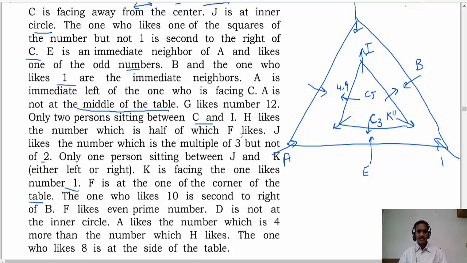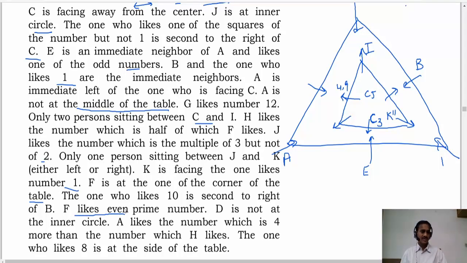And J likes the number which is a multiple of 3 but not 2. One person between J and K. K is facing the one who likes number 1. And F likes even prime number. As F likes even prime number, ఏం చెప్పండి? Even prime number మనకి only 2.